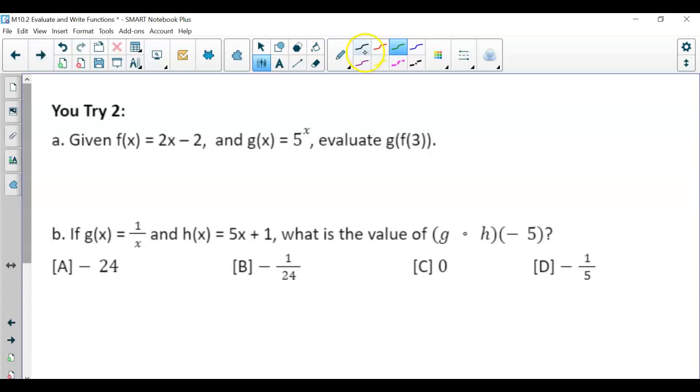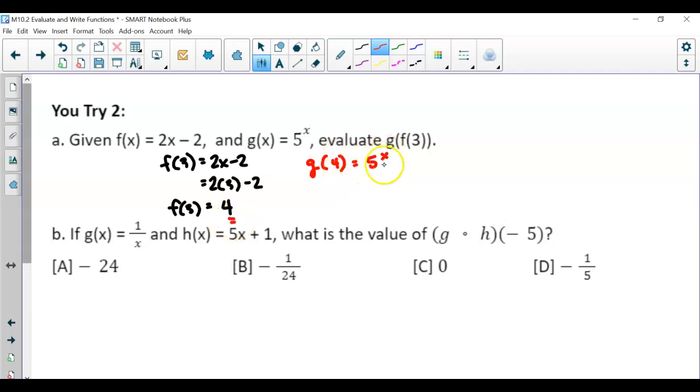And here we go. So here we're evaluating g of f of 3. So start inside, which was f of 3. Well, f of x is 2x minus 2. In this case, 2 times 3 minus 2, which gives you 4. But then now that's just the value of f of 3. Now we need to find g. So g of not 3, but now g of 4, which is equal to 5 to the x, or 5 to the 4th power, which is 625. So that's the value of our composite function.